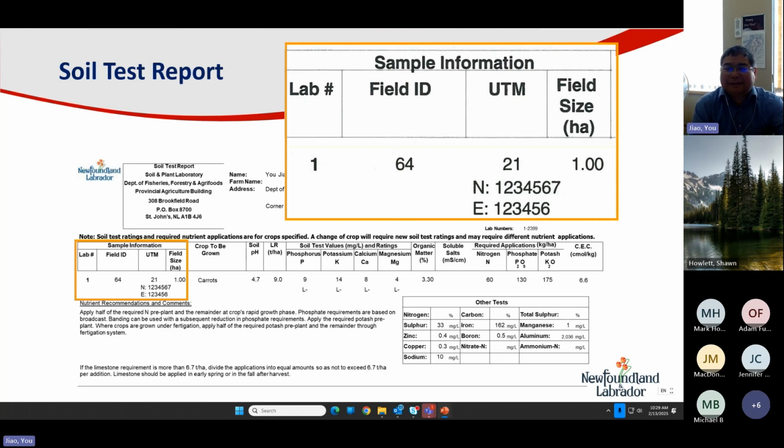For the field size, you put 1 hectare, 2 hectares. This is so that when the test result comes out, the fertilizer or limestone recommendation is based on the unit, which is hectares. And if your field has 2 hectares, you will need double the amount.